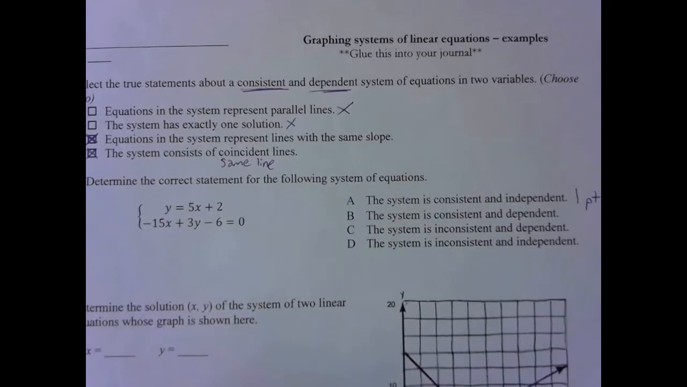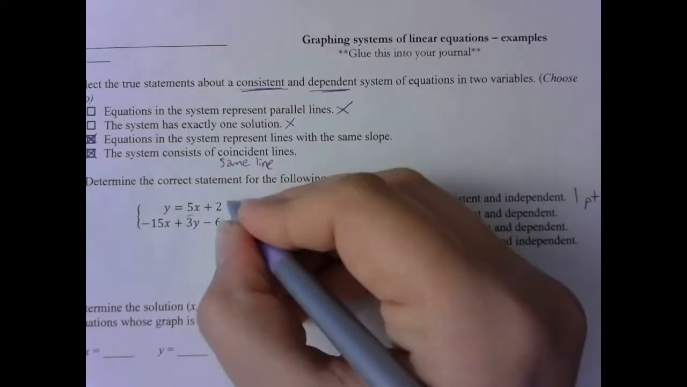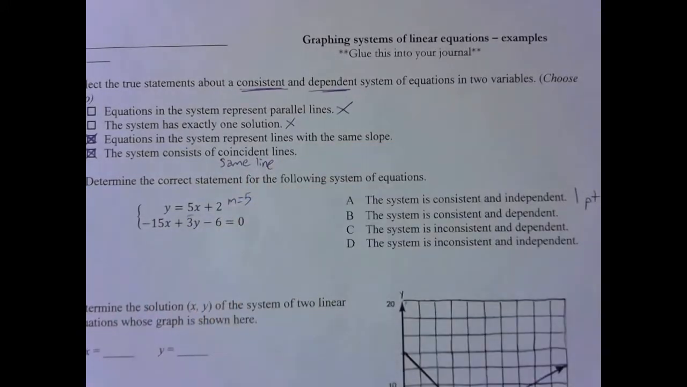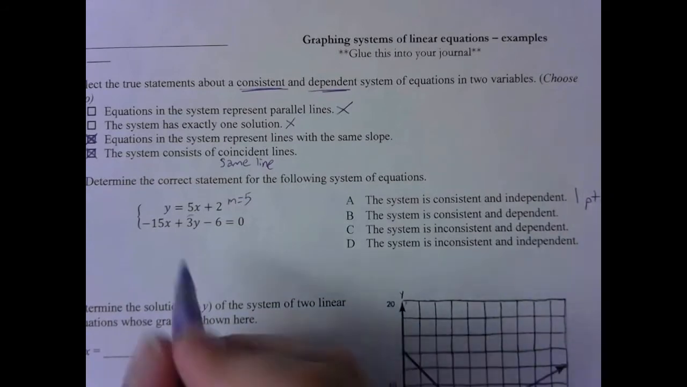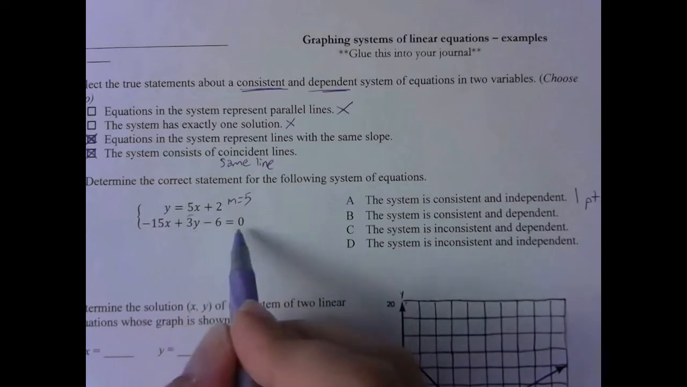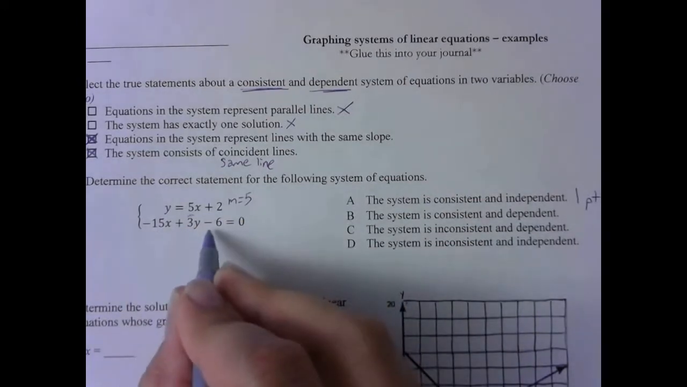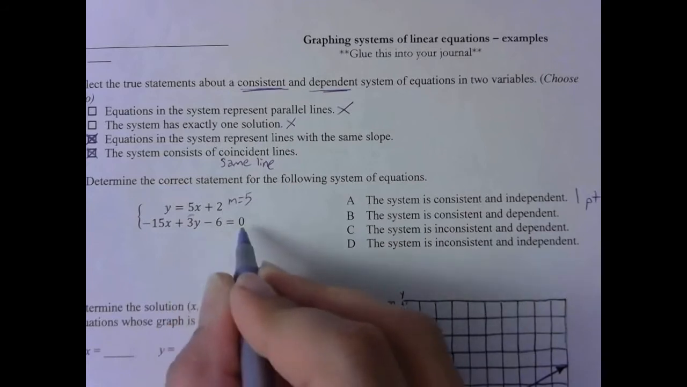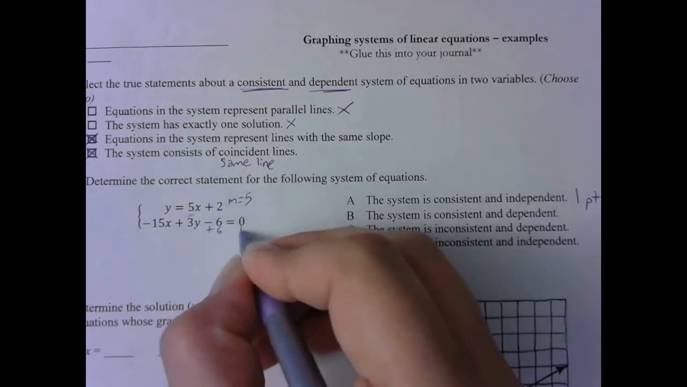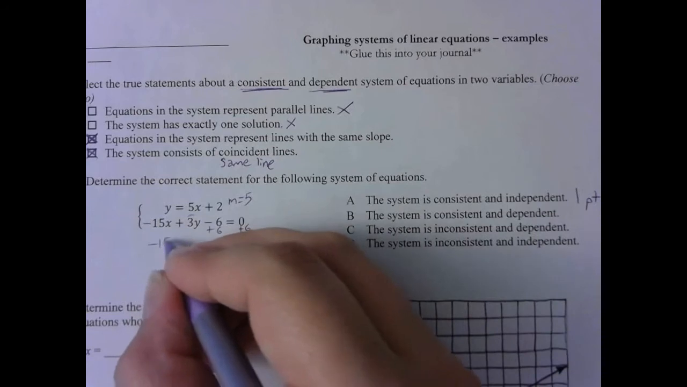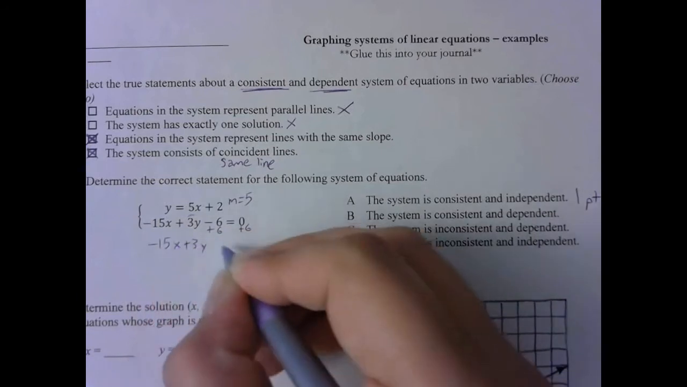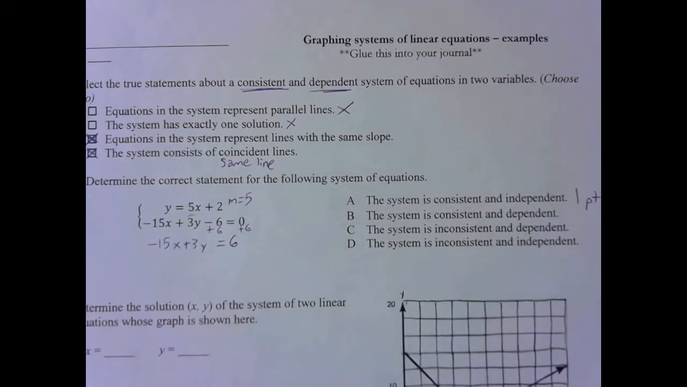So let's see, it's easy to find the slope of the first one. Ta-da! It's 5, because we're in slope-intercept form. Okay, well, for the second one, it's a little more difficult. It's almost in standard form, but not quite. So let's get this into standard form. We just need to move this 6 over, so we need to add 6 to both sides. Okay, now it's in standard form. Now I can find the slope.